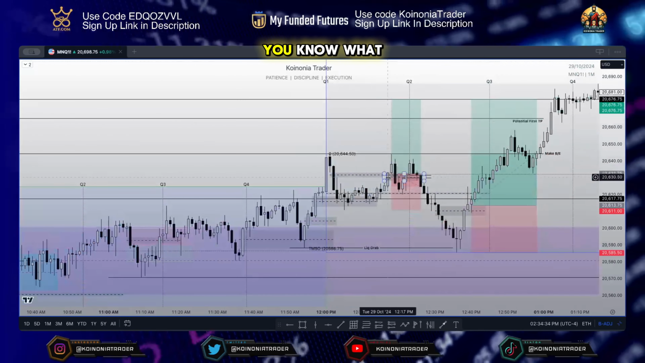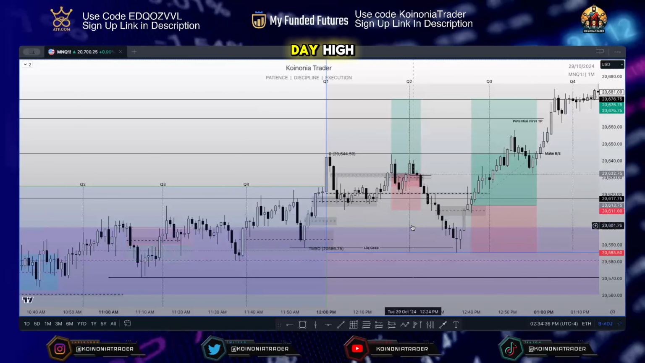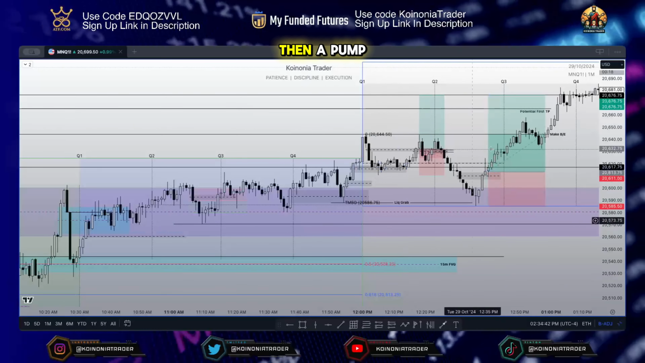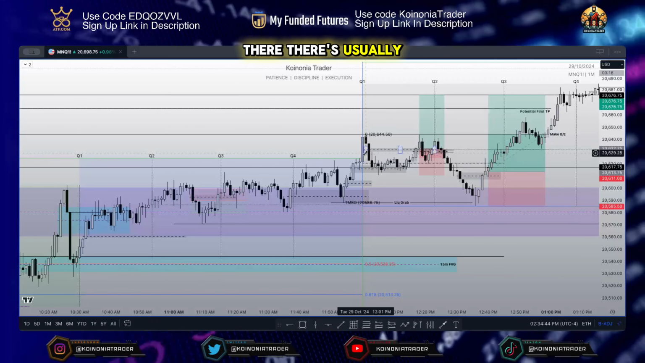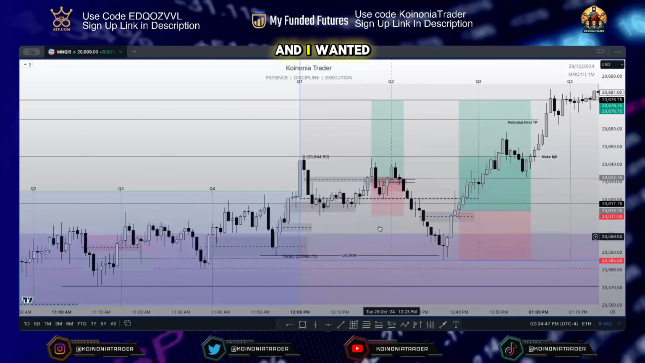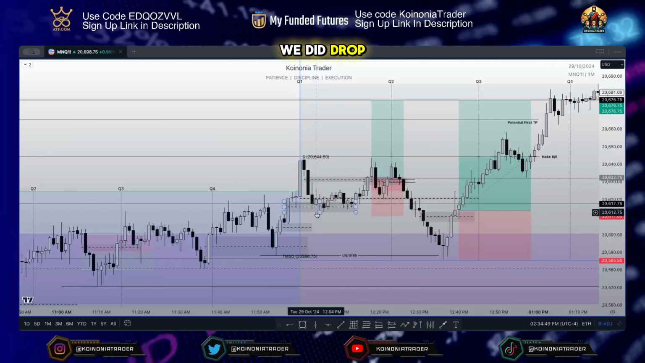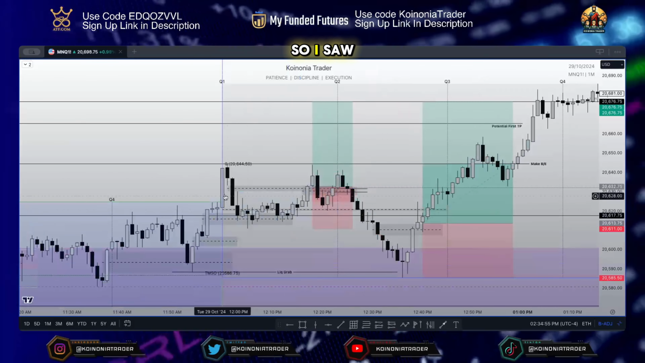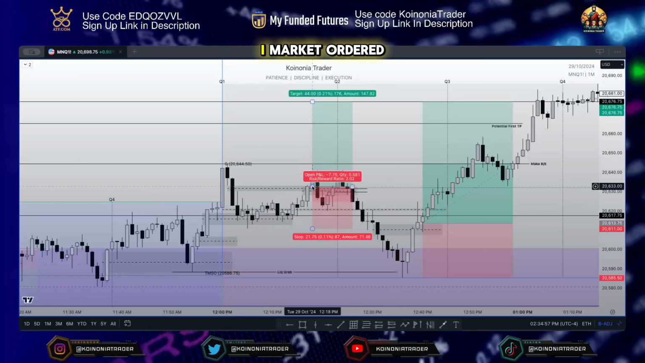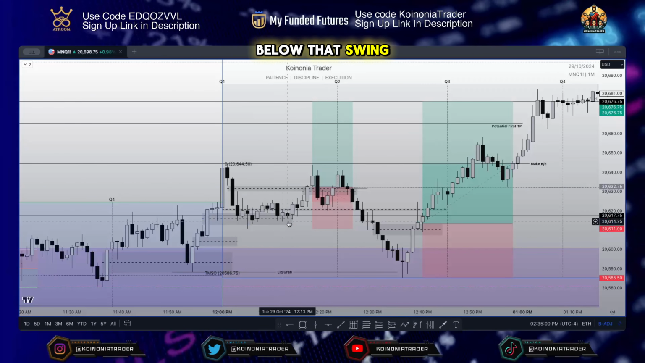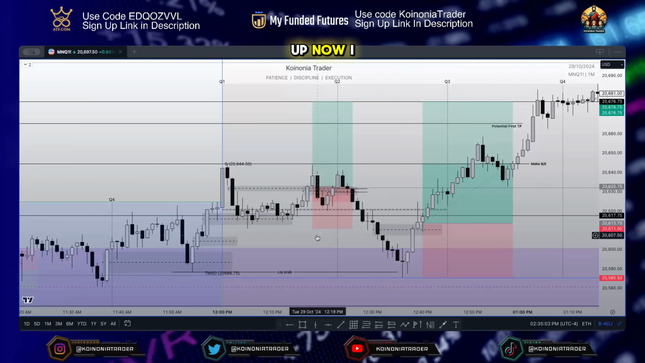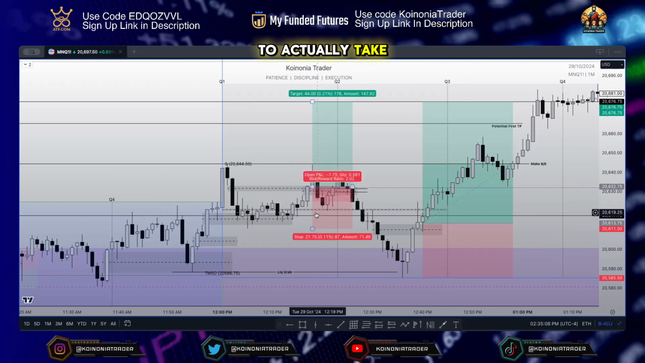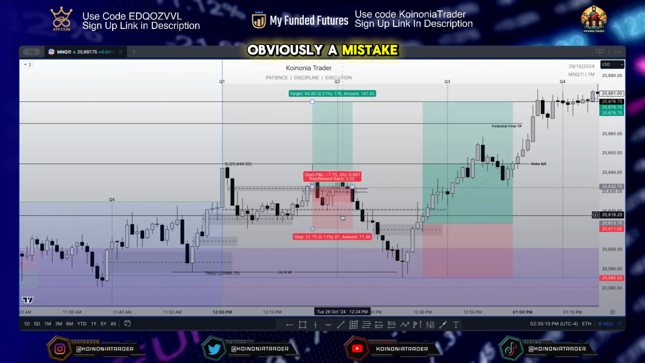And then here I was like, you know what, at this point I think we're going to hit previous day high. So here at 12 o'clock, usually there's a reversal, so it could be a dump at 12, and I wanted to see what that was going to do. We did drop. We had a pump up at 12 and then a drop, and then started to recover. So I saw this 1 minute bearish get inverted. I market ordered in, put my stop below that swing low right there. Price moves on up. Now I did move my stop up here, but I decided to actually take it off, and that was obviously a mistake.